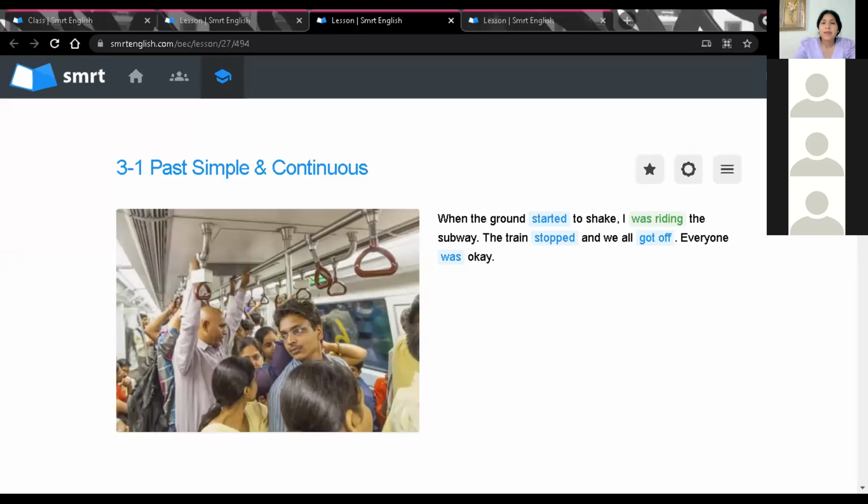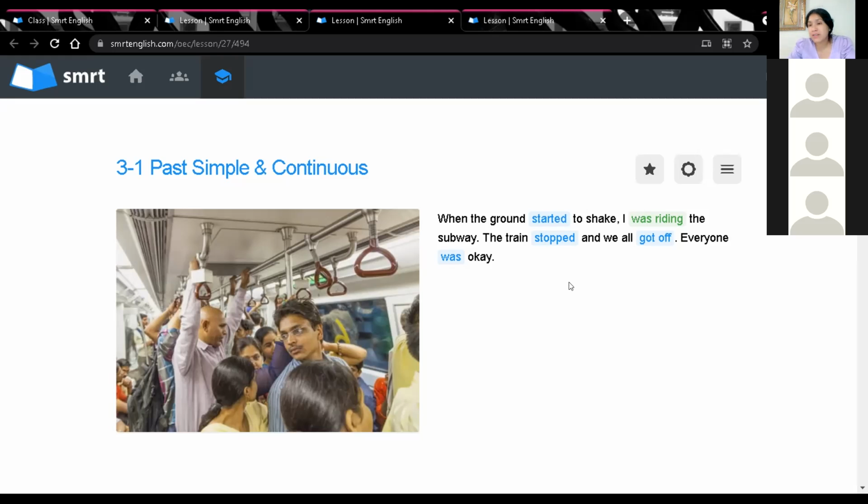we can do, okay? So it says in here, past simple and continuous. So we're gonna work with two different types of simple past. Well, simple past and past continuous. So let's read this little paragraph we have in here, and it says, when the ground started to shake, I was riding the subway. The train stopped and we all got off. Everyone was okay. Okay, so if we see here, the blue words are verbs. Actually, the green ones too. But the blue ones are in simple past, in past simple. And the green one is in past continuous.